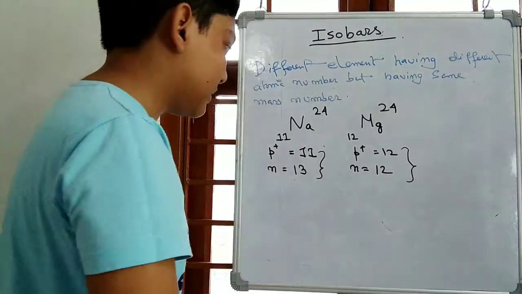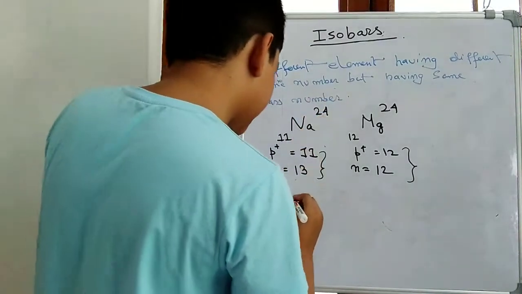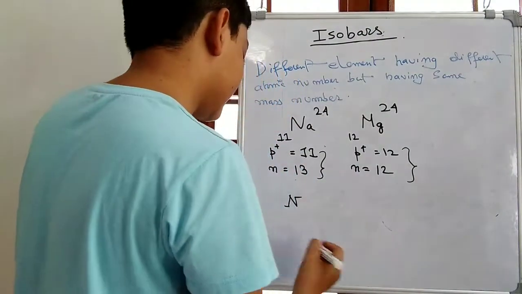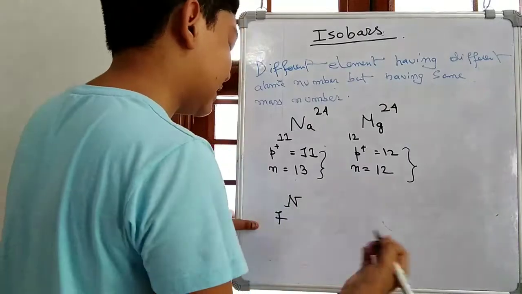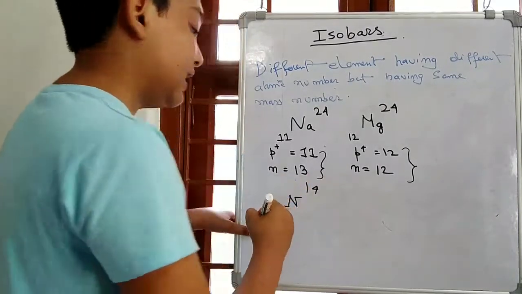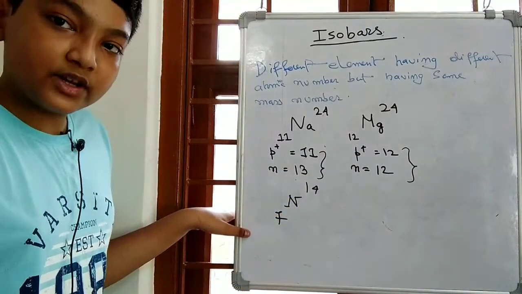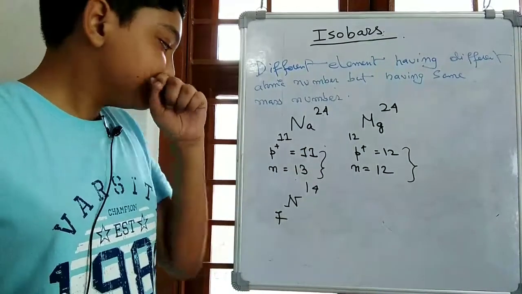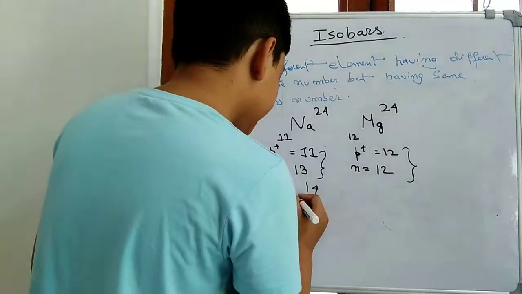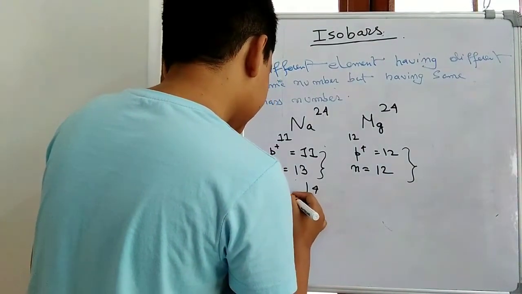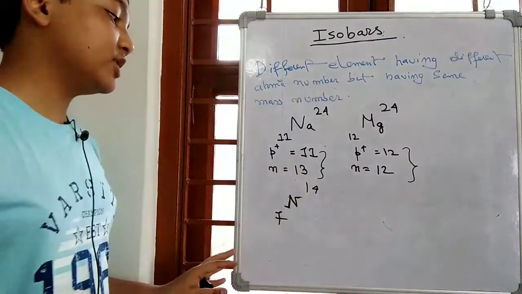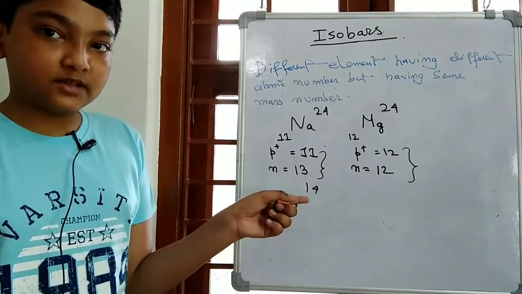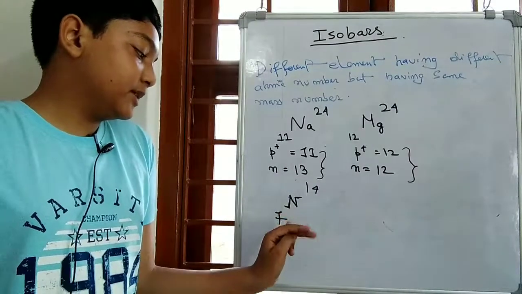So this is isobars. Let us take another example. Suppose we are taking an example of nitrogen, N. Nitrogen has 7 as the atomic number and 14 as the mass number. And let's take something else which also has the mass number as 14.